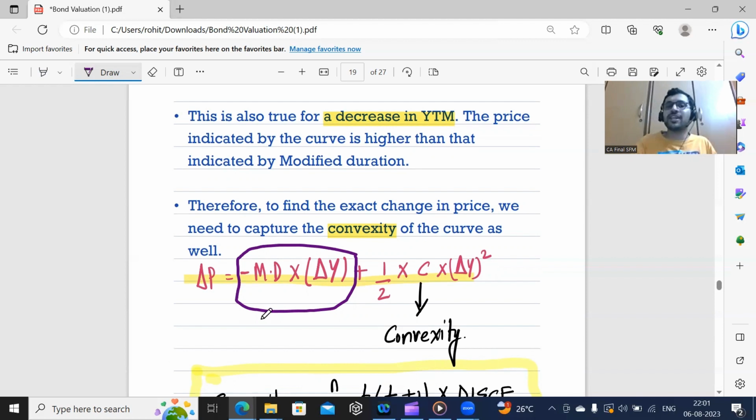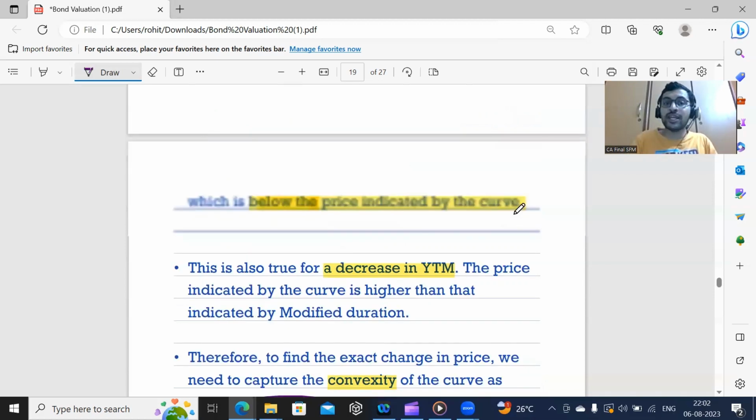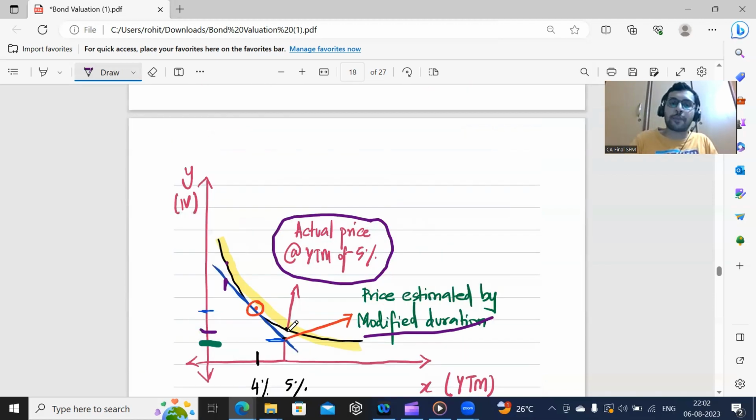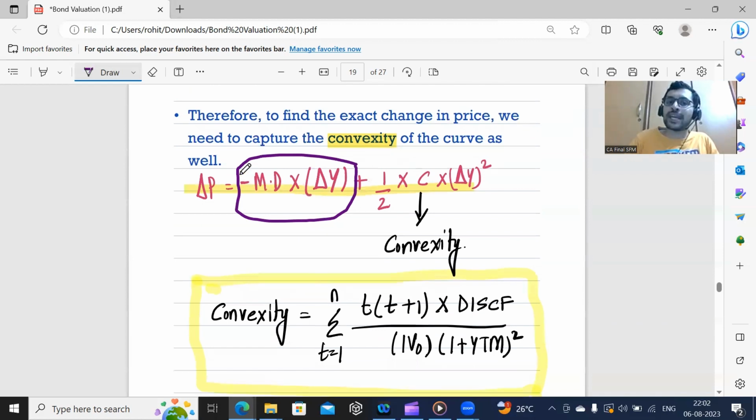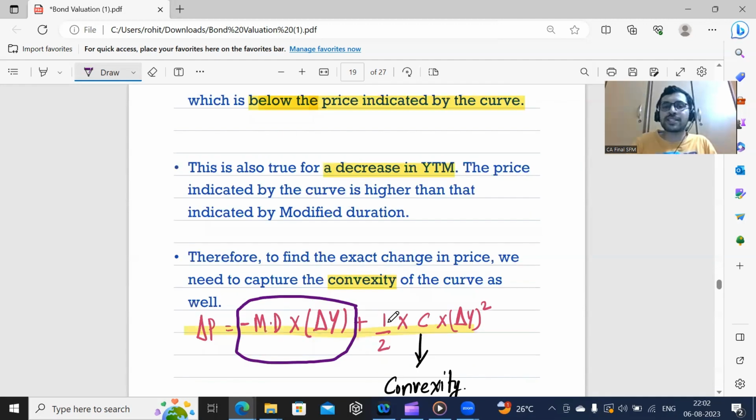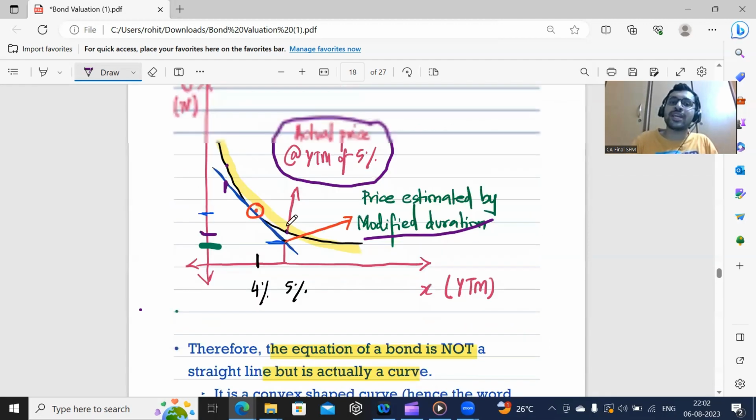Previously, modified duration was saying that the change in price is equal to minus modified duration into delta y. Now we add plus half into convexity into delta y the whole square, the additional term that we are introducing to capture this gap. If you carefully look, I used minus for the first term, but for the second term I am only using plus, because I always want to increase the price.